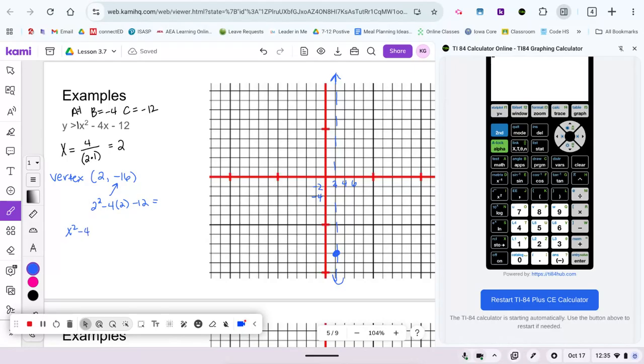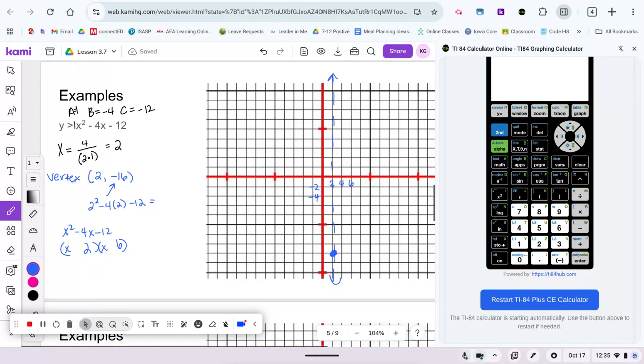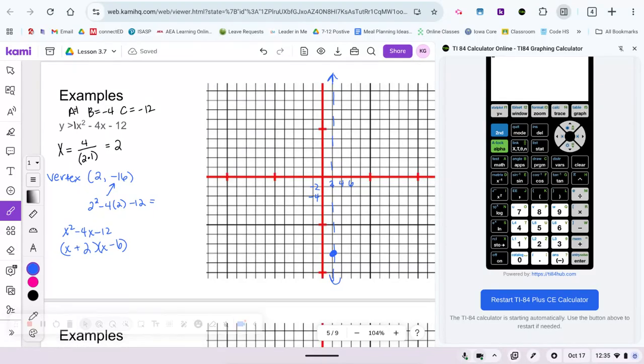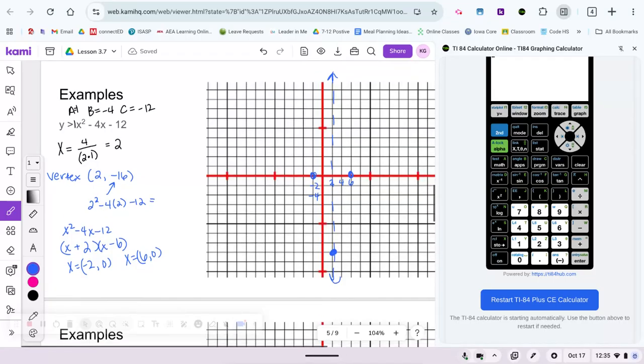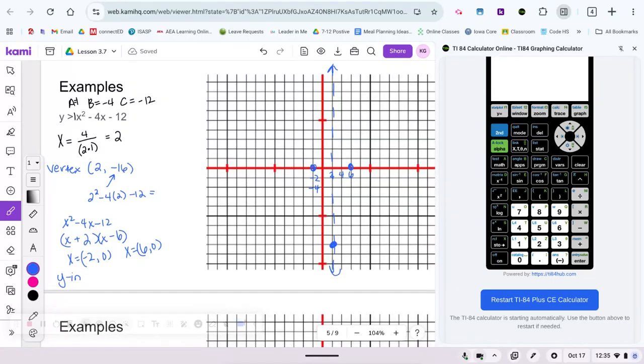I'm going to factor. Factors of 12 that subtract to be 4 are 6 and 2. Sign chart says the bigger one gets a negative. Solving them gives me x at (-2, 0) and x at (+6, 0). Then I need my y-intercept, which is always 0, the c term. So that is at (0, -12).